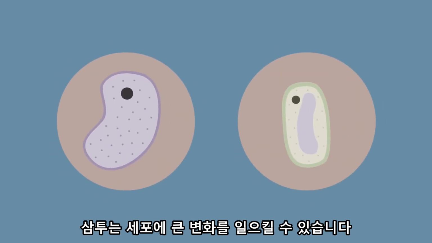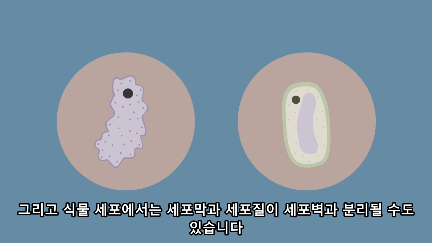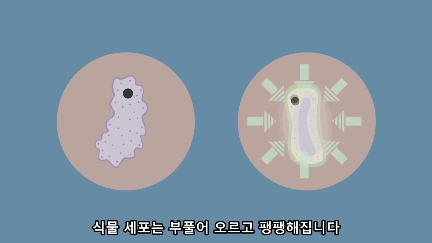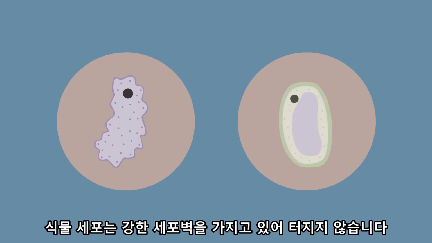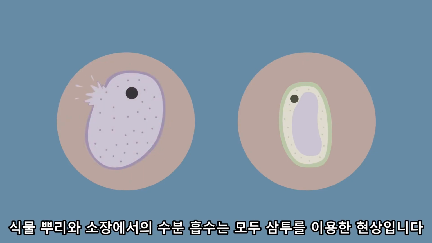Osmosis out of a cell can cause big changes. Animal cells shrivel up, and in plant cells the membrane and cytoplasm shrink away from the cell wall, causing the cell to become flaccid. And if osmosis causes lots of movement of water into the cell, plant cells swell and become turgid. They have a strong cell wall which prevents them from bursting, whereas animal cells don't have a cell wall, and so they burst.